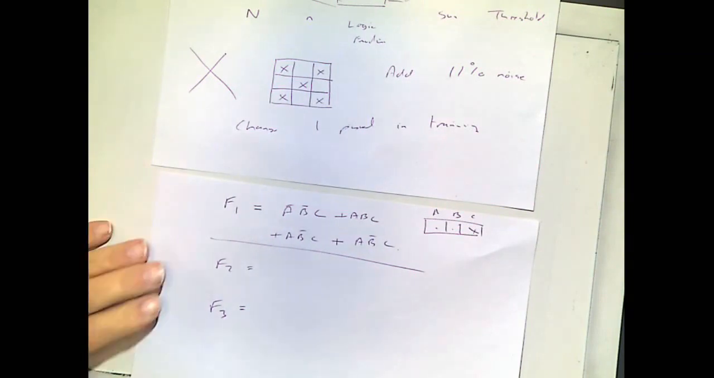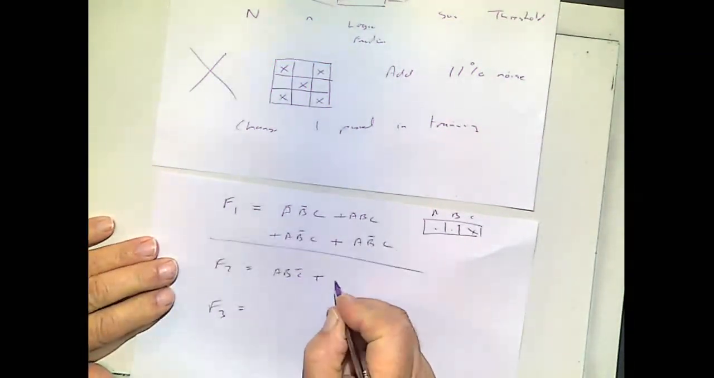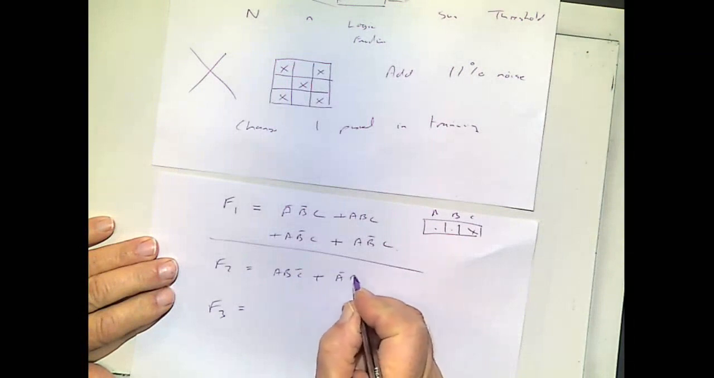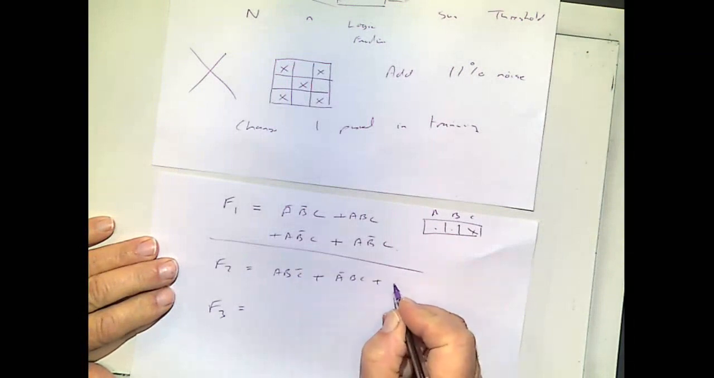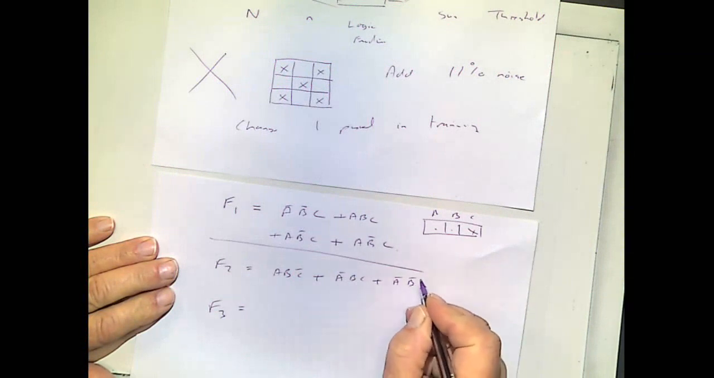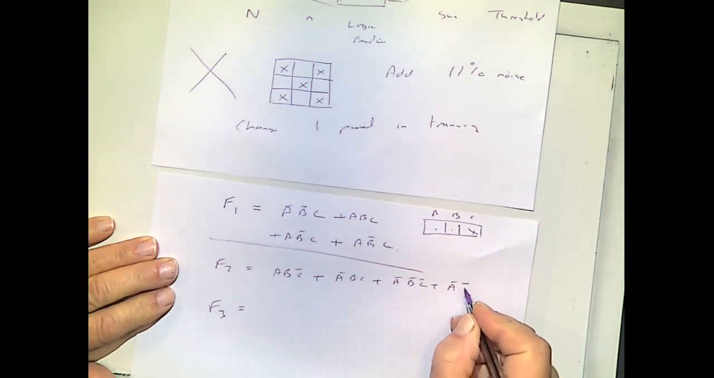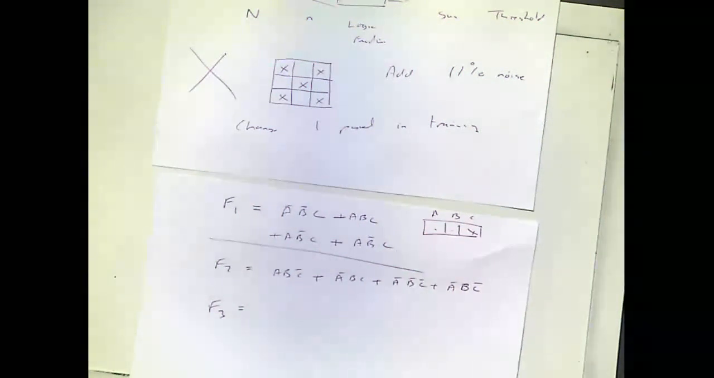F2. F2, yes? A and B and not C, or not A and B and C, or not A and not B and not C, or not A and B and not C, or not A and not B and not C. Okay?